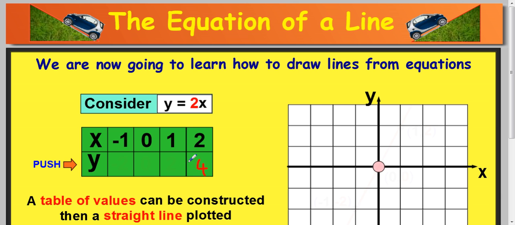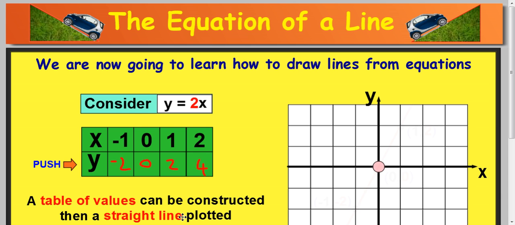Okay, so the y value is 4 when the x value is 2. What's the y value when the x value is 1? So you put a 1 in here and you times it by 2. So basically doubling 1 gives you 2 there. Same idea with 0. When x is 0, the y coordinate, 2 lots of 0, is 0. And the last one, -1. When x is -1, you're doubling it, so the y value must be -2.